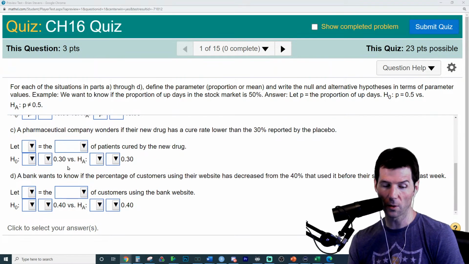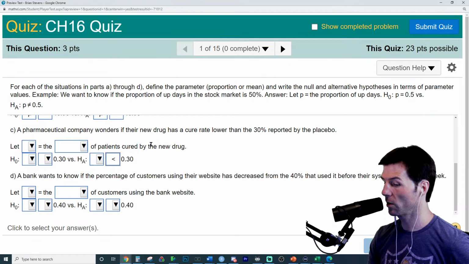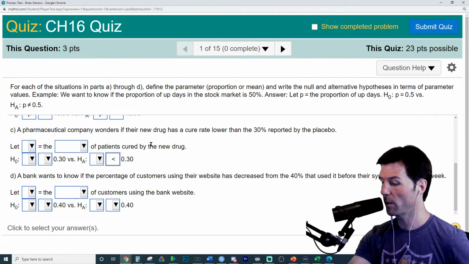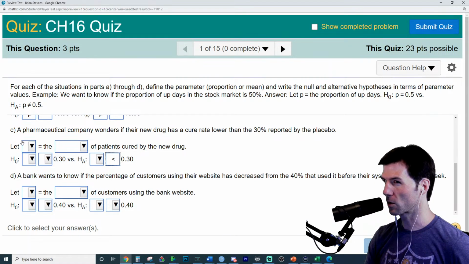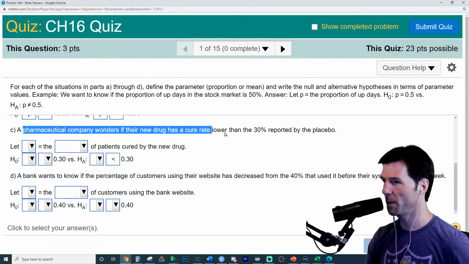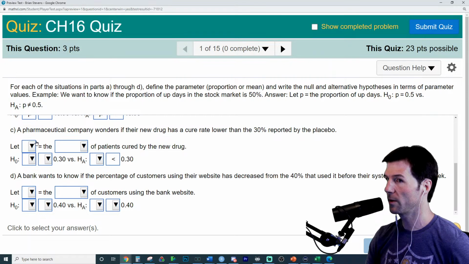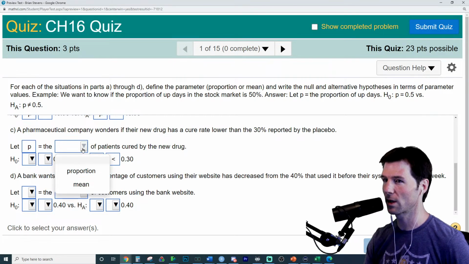A pharmaceutical company wants to wonder if their new drug has a cure rate that is lower than, look at that, we're already finding out the alternative. And we're asking, are people cured? So if we ask, are people cured? Then we're asking yes, no. Just always break the question down to, are people being cured? Well, then we'd be saying they are cured, yes. They are cured, no. Categorical, amazing work.